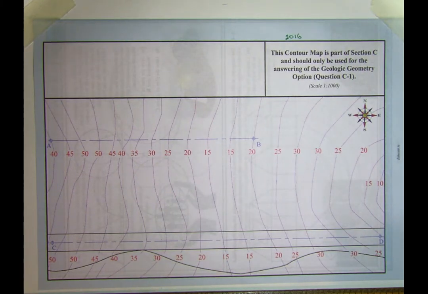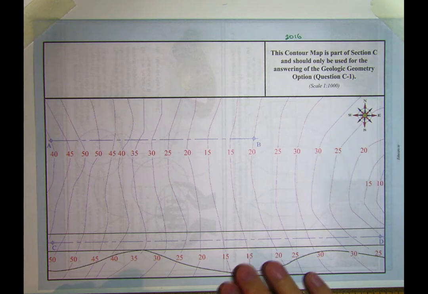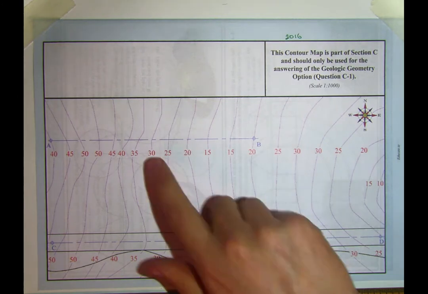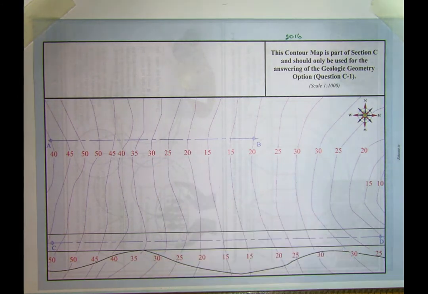This question is the 2016 Ordinary Level question C1, looking at geologic geometry. This map is located on the back of the section A's, and the question is found in the exam paper in section C. The accompanying map shows ground contours at 5 meter vertical intervals, so 30, 25, 20 and so on.